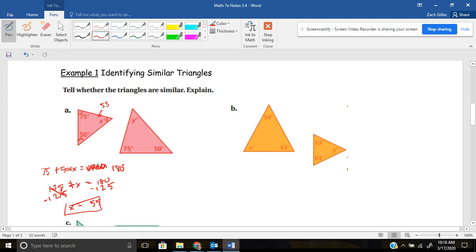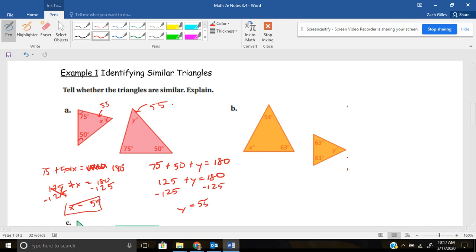How about this one? Well, if you look at our equation, it would be the same. This angle plus this angle plus Y needs to equal 180. It's the exact same. Simplify, and then isolate my variable, and Y would equal 55, right? So these two triangles have two pairs of congruent angles. 75 are similar, 50 are similar, so these ones need to be the same.